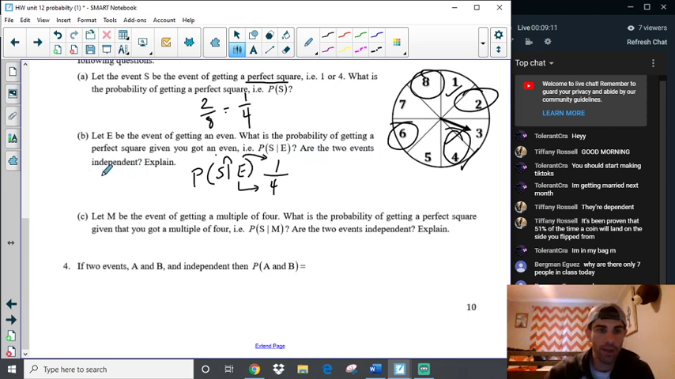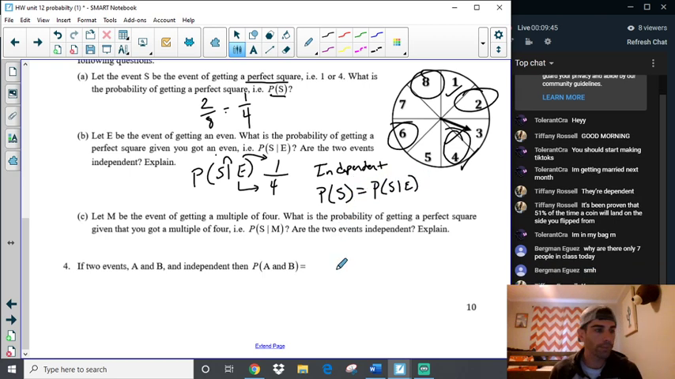So are these 2 events independent? Well, look at our last one. The probability of getting a perfect square was 1 in 4. The probability of getting a perfect square given that you're even is 1 in 4. So remember what we said. If our 2 probabilities are equal, then the 2 events are independent. Okay, independent. So the probability of S is the same as the probability of S given E. Both 1 in 4.